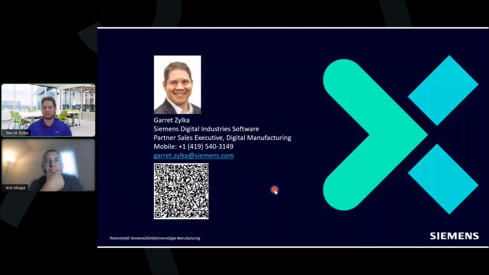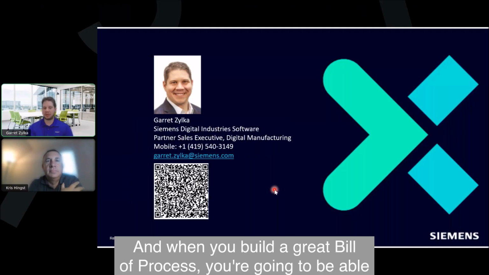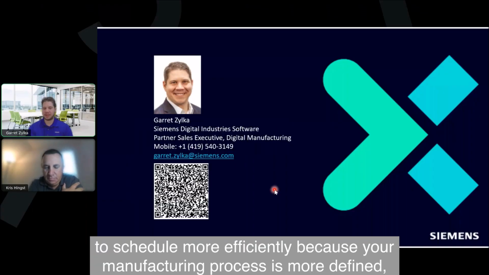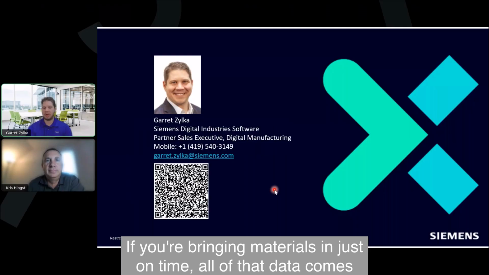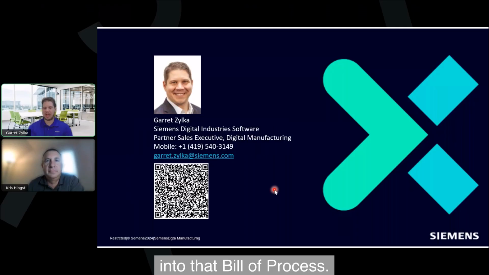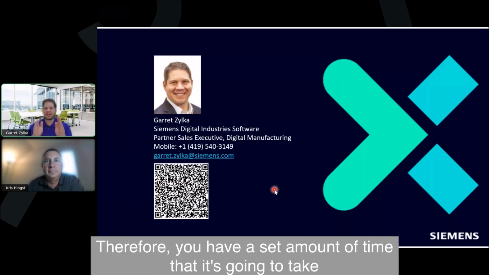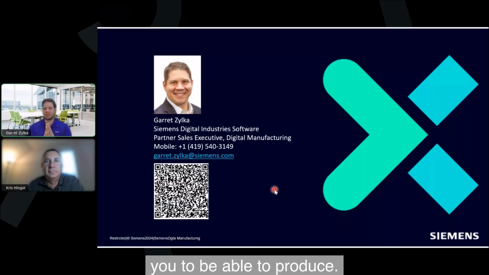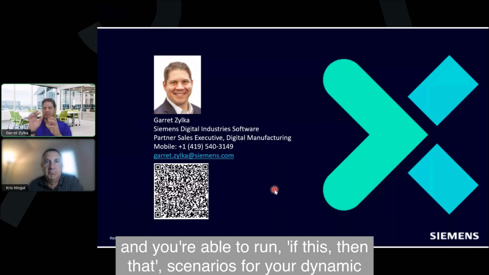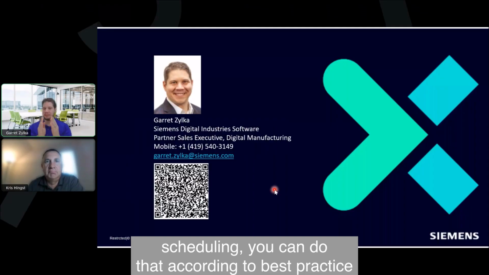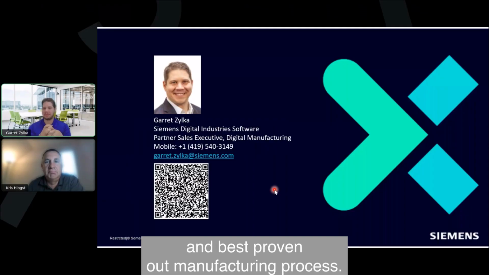And when you build a great bill of process, you're going to be able to schedule more efficiently because your manufacturing process is more defined, from operation times to necessary materials. If you're bringing materials in just on time, all of that data comes into that bill of process. Therefore, you have a set amount of time that it's going to take you to be able to produce. So when you look at something like Op Center advanced scheduling system, and you're able to run if this then that scenarios for your dynamic scheduling, you can do that according to best practice and best proven out manufacturing process.